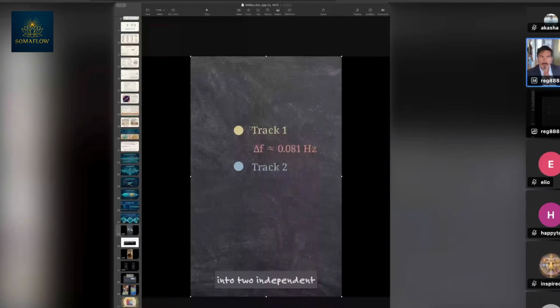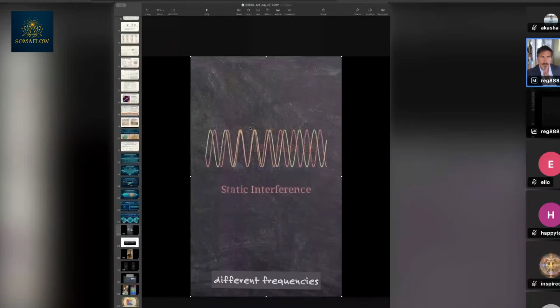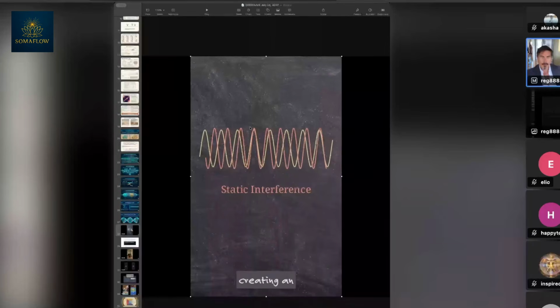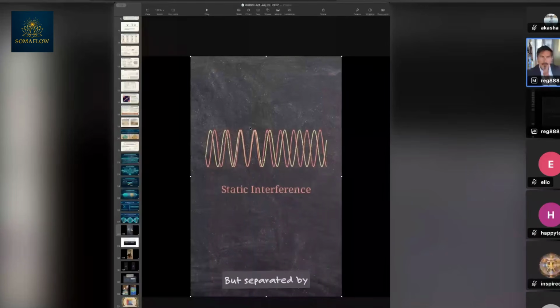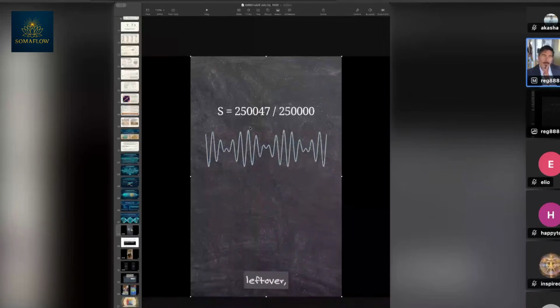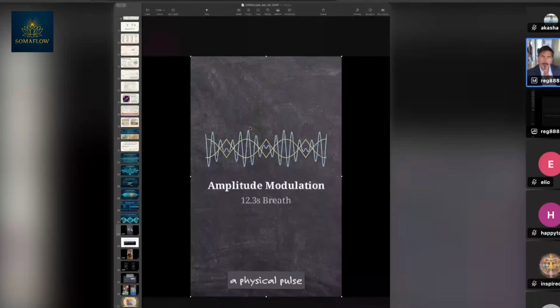into two independent tracks, separated by less than a single hertz. One track is tuned for major third harmonies, while the second is exactly tuned for perfect fifths. Normally, playing two slightly different frequencies makes their waves clash, creating an irritating static. But separated by this exact mathematical leftover, the waves perfectly reinforce and cancel each other. They create a 12-second swell of sound, a physical pulse called amplitude modulation. Because this swing from loud to quiet is so extreme, the tracks don't blend into static.